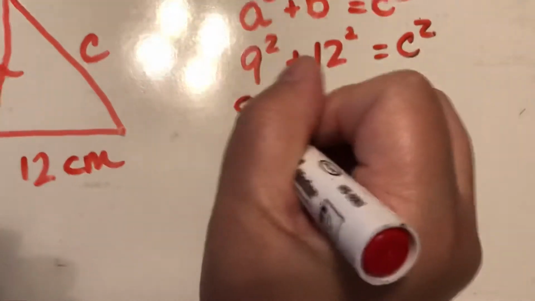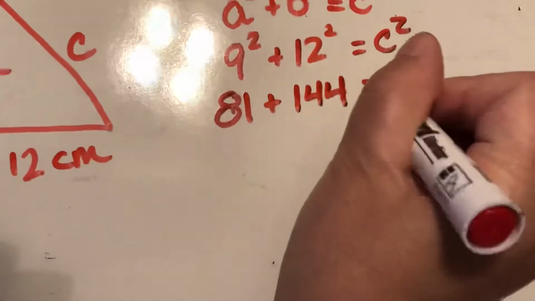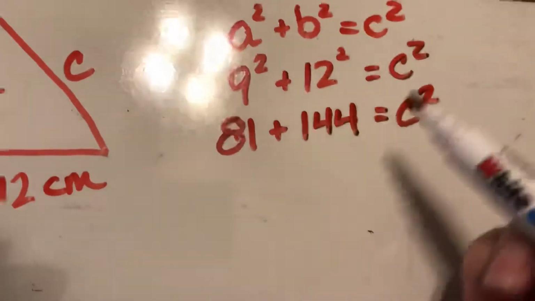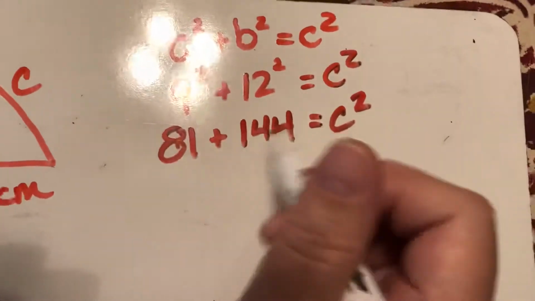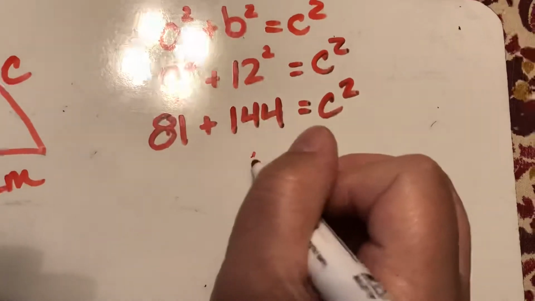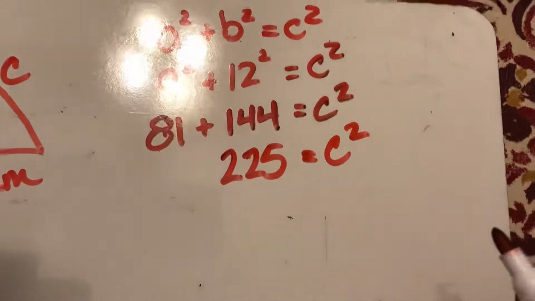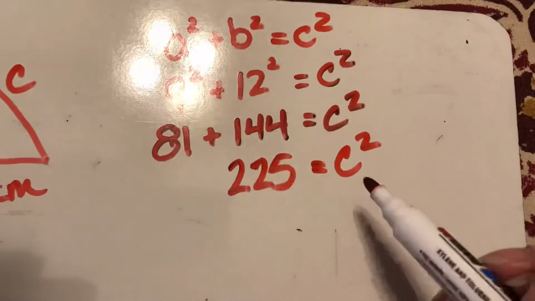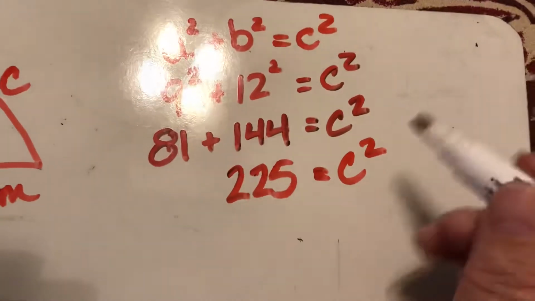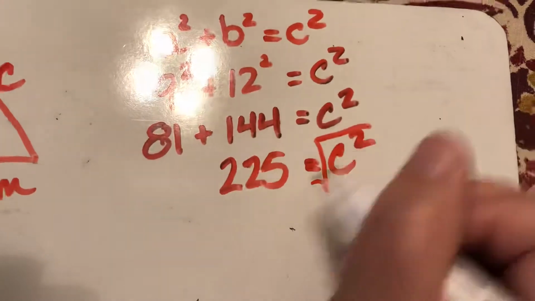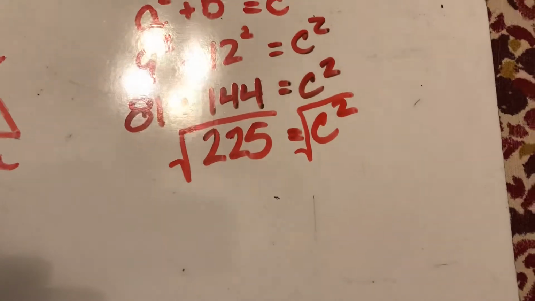So 9 squared is 81, 12 squared is 144, and that equals c squared. And if you notice, I keep bringing down my c squared. I add these up, so I get 225 equals c squared. But I don't want to know what c squared is. I want to know what is c. So I'm going to take the square root of both sides, because whatever I do on one side, I have to do on the other.